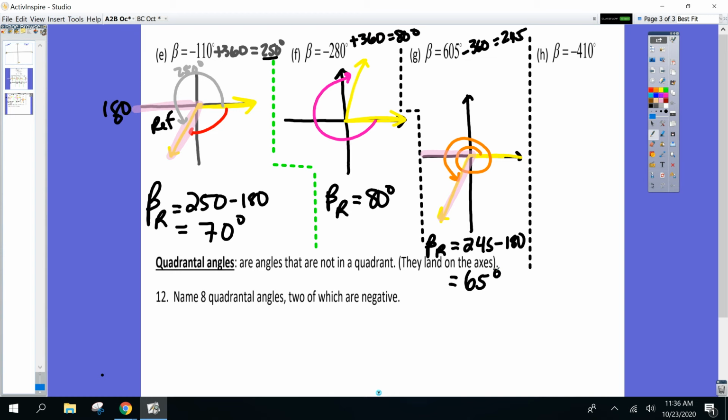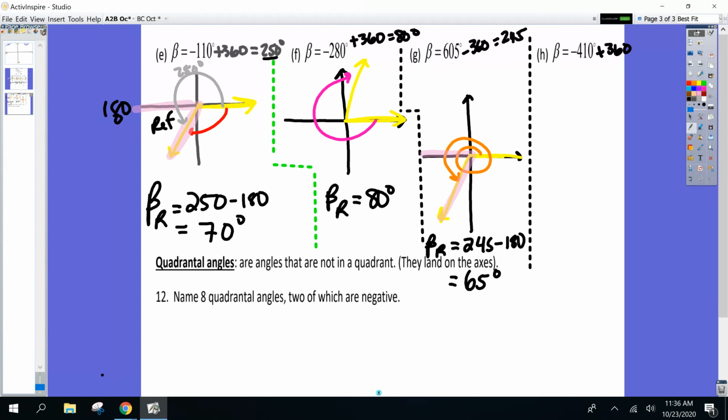One more. Negative 410. Make it positive first. Oh, boy. Negative 50? Not good enough, right? Add 360 again. 310. There we go.